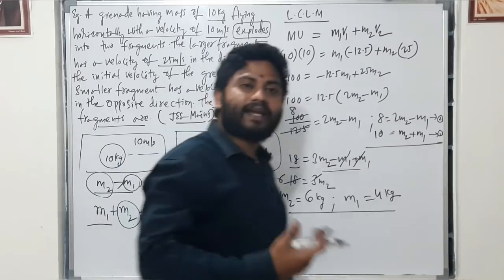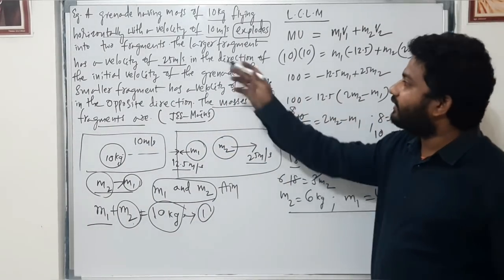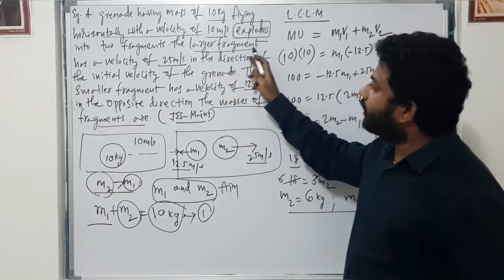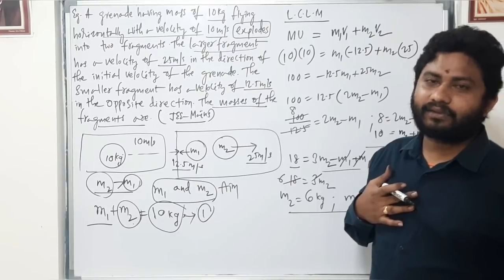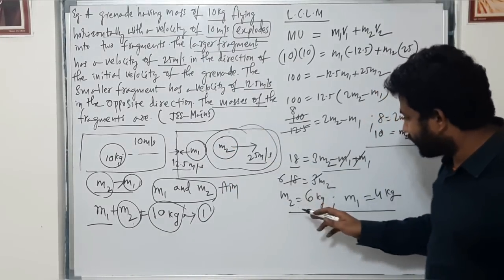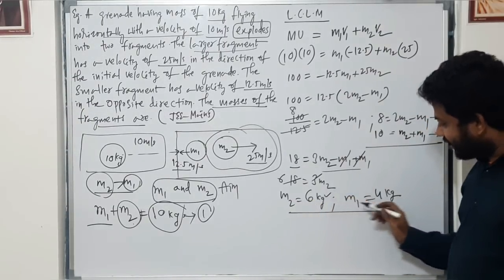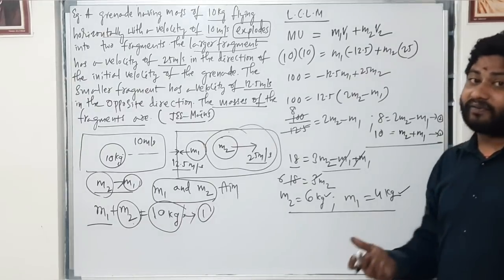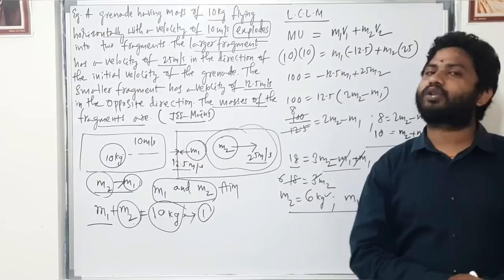Whether your answer is correct or not, you can check according to these values. Larger fragment is moving with a velocity of 25 meters per second. What is our consideration? Larger fragment is m2, right? So m2 must be more out of these two values. m2 is 6 kg, m1 is just 4 kg. So our answer is 100% correct, right? Are you ready to solve some more questions?